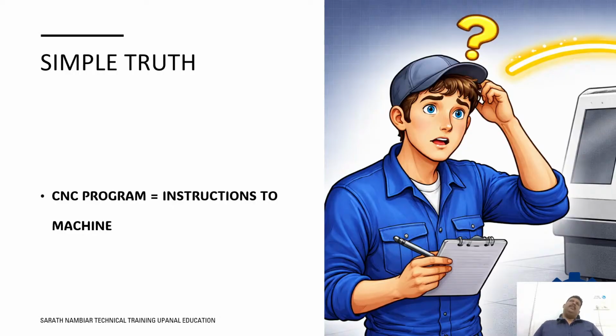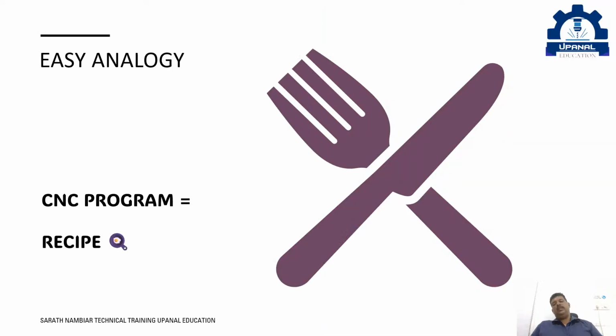Let's simplify everything in one line. A CNC program is nothing but instructions given to a machine. That's it. Move here, cut this, stop here. All these are written in the form of codes. So instead of seeing it as something complex, start seeing it as instructions. Now let me make it even more simple.